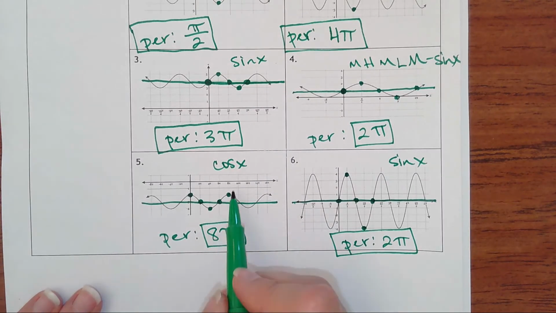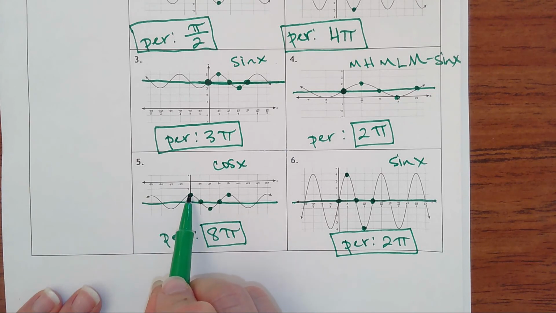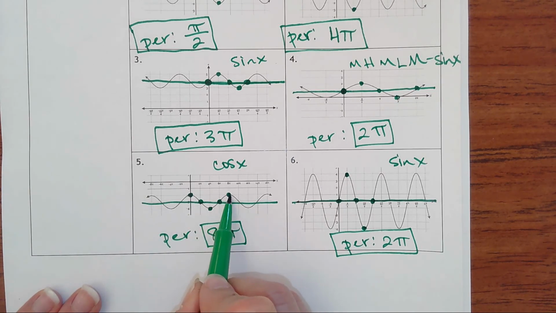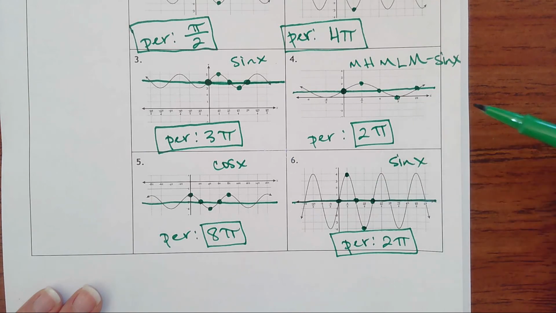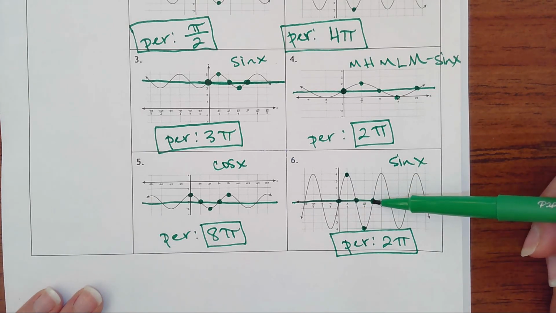Number 5, it looks like it repeats its pattern every 8 pi. This was a cosine graph because here's the midline. It starts high, middle, low, middle, high. There's my 8 pi. And then number 6 is a sine graph because it goes midline, high, middle, low, middle, and stops at 2 pi.